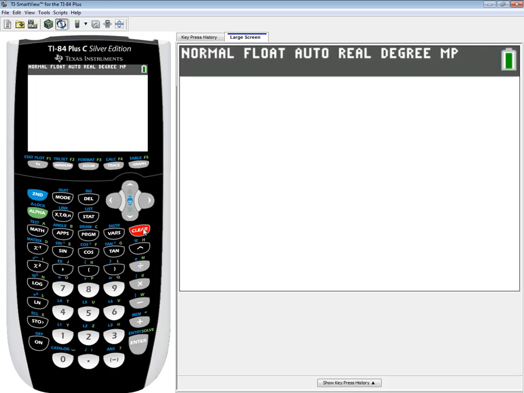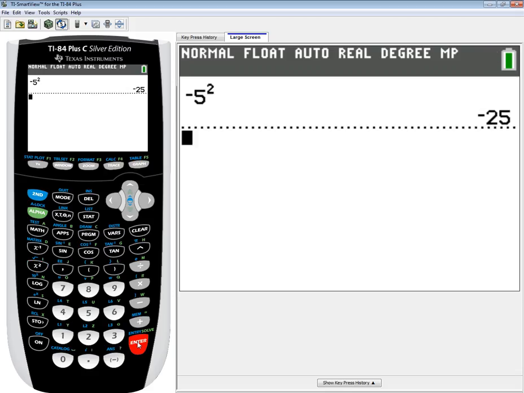Okay, what is negative 5 squared? Positive 25, isn't it? We know a negative times a negative is a positive, right? Okay, so watch this. So negative 5 squared, and when I hit enter I should get 25, right? Oh wow, what happened?